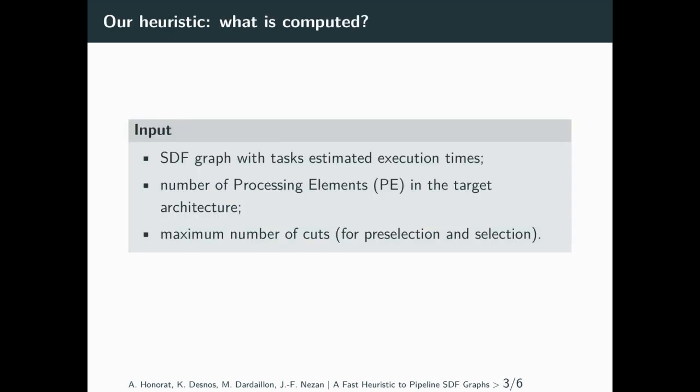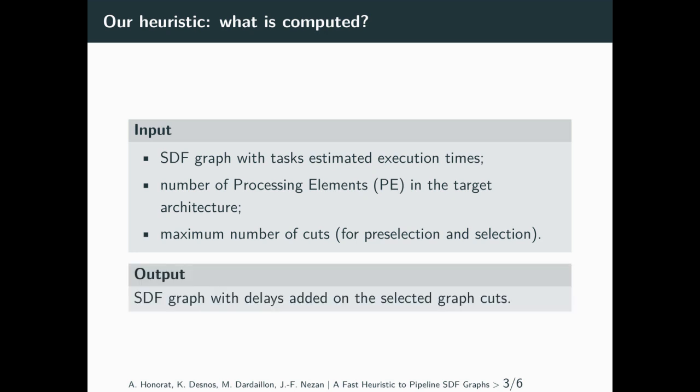To compute automatically such graph cuts where to add delays, we need 3 inputs. First, an SDF graph with estimated execution times of its tasks. Then, the number of processing elements in the target architecture. And finally, the maximum number of graph cuts that the user wants. The number of graph cuts corresponds to the number of pipeline stages, minus 1. 2 parameters are used for this setting. One to preselect the amount of cuts balanced by workload, and the other to select the best cuts among the preselected ones. As an output, our heuristic simply returns the input SDF graph, with delays added on the selected graph cuts.